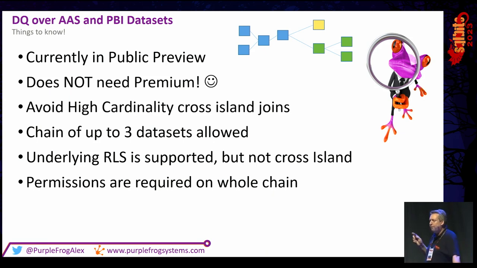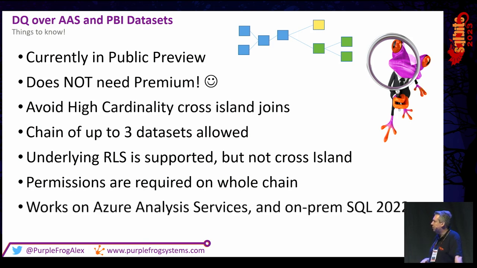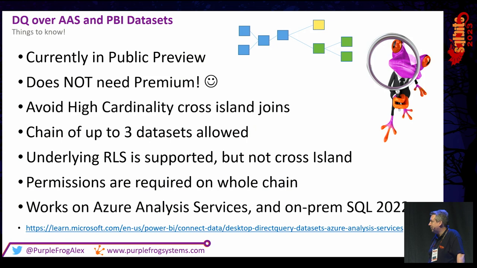Because it's in preview, there are a few gotchas at the moment and limitations, which I'll give you a link to in a minute. It does now work on Azure Analysis Services and on-prem Analysis Services Tabular if you have 2022 with a local gateway. It doesn't work on any versions previously to that. There is quite a long list of considerations and limitations. That is the link. I will post this slide deck somewhere and you'll be able to get that. But just search for DQ over Power BI datasets and you'll find it.